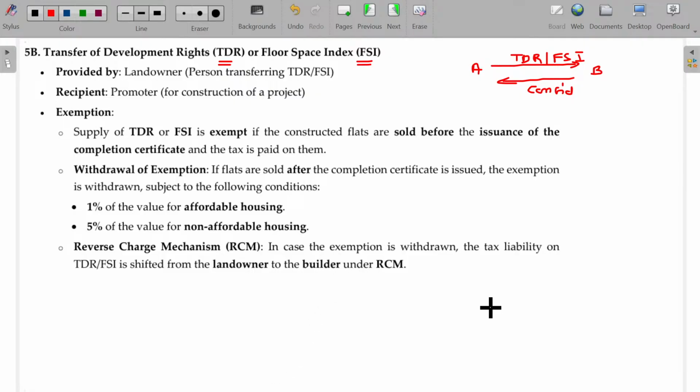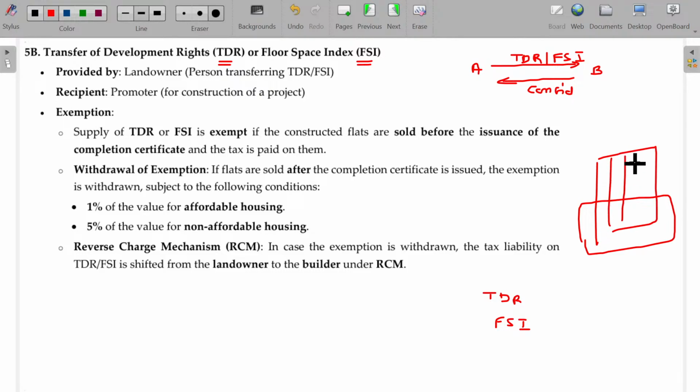Now, what is called TDR or FSI? Transfer of development rights. A actually hands over his land to B. Not only that, over the land, A proposes to construct flats having around 20 units. He got the approval and all, but he has no money to construct. So he has the approval. Now, as he has the approval, he can construct as he wishes, but running short of cash.